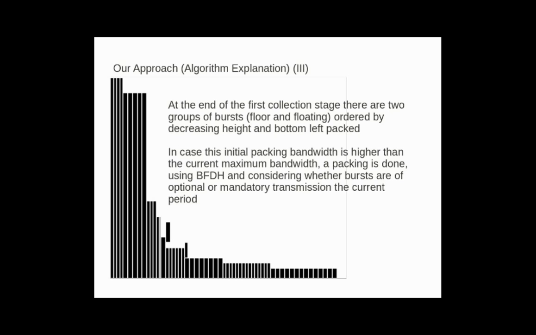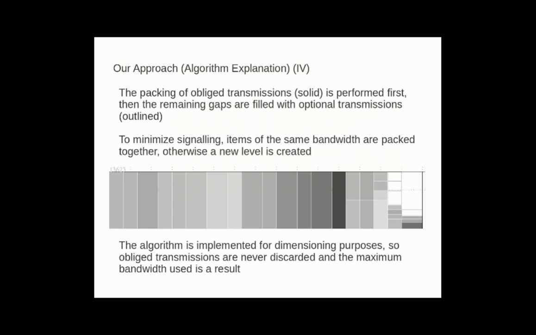The floating bursts are bottom-left packed to the floor burst. If this initial packing results in a bandwidth occupation higher than the current maximum bandwidth configured, the packing based on the best fit decreasing heuristic is performed. Otherwise, the assignments are considered done. The best fit decreasing heuristic is applied first for the packing of mandatory transmissions, which will determine the minimum bandwidth required. The remaining resources are filled afterwards with optional transmissions, also applying the best fit decreasing height heuristic.